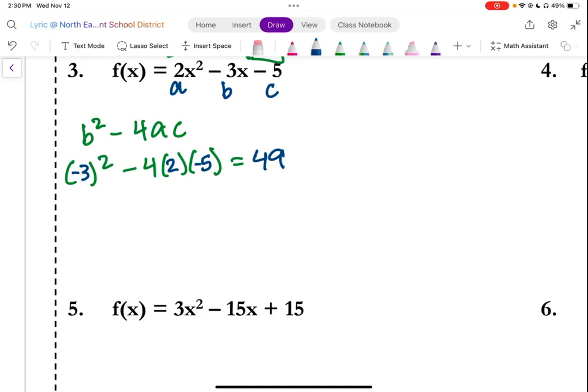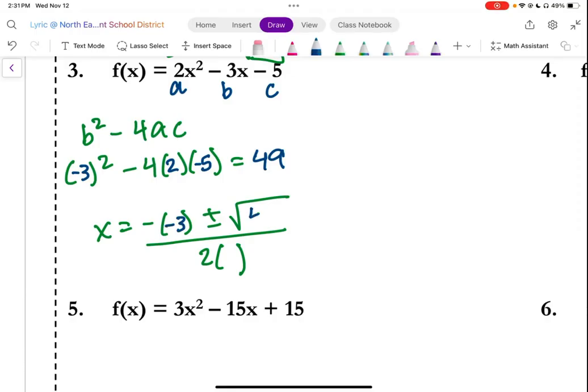Now, plugging this back into our quadratic formula, we're going to say x equals negative b plus or minus the square root all over 2a. So b is negative 3. Our discriminant, 49, goes here, and a is 2. All right, we can simplify this. Negative times negative 3 is going to give us a positive 3. Then, plus or minus, what is the square root of 49? If you look at your perfect squares chart, it is 7. All over 2 times 2 is 4.